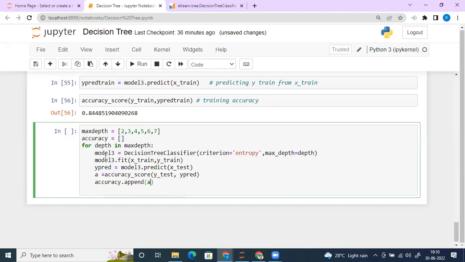It will train your model on the depth equal to 2. Your accuracy will be calculated, and whatever accuracy is coming will be saved inside this. In the next iteration, your max depth will become 3, and it will go on again. Until how many points will be checked? 1, 2, 3, 4, 5, 6, 7. And then you will be able to use them.